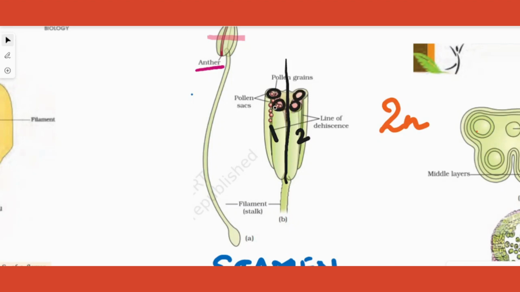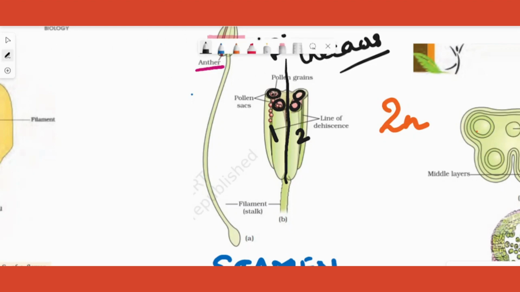These compartments are called theca, and since there are 2 in each lobe, we call our anther dithecous. They'll ask you why anthers are called dithecous. It is because each lobe has 2 theca in it. That is the reason, right?